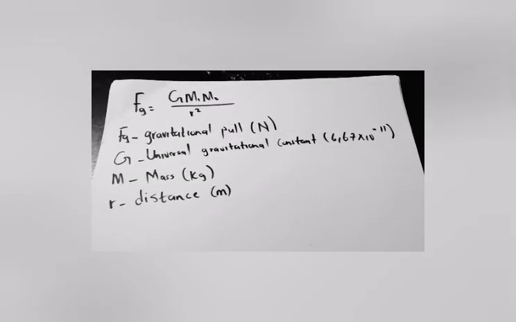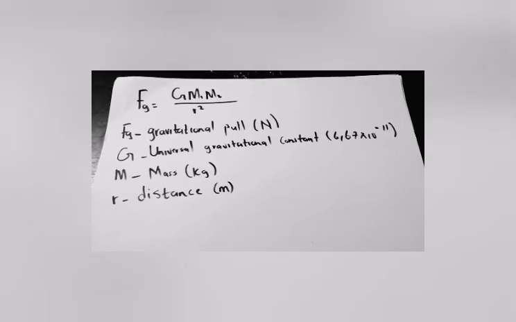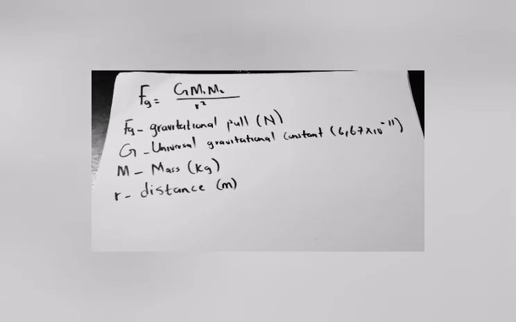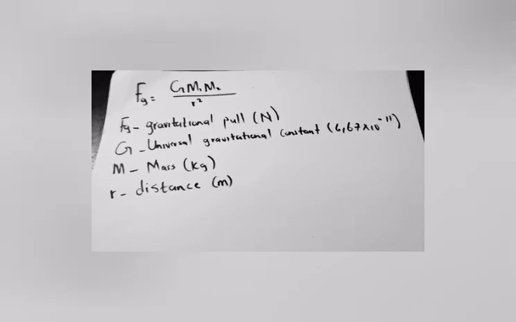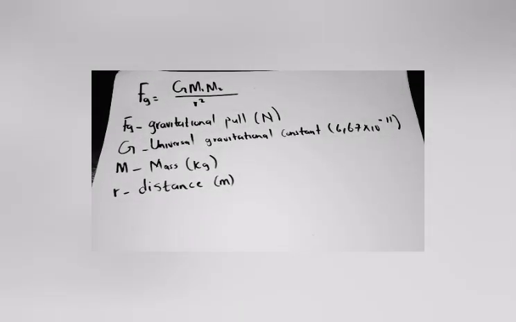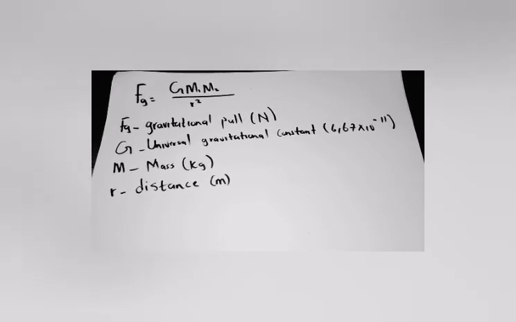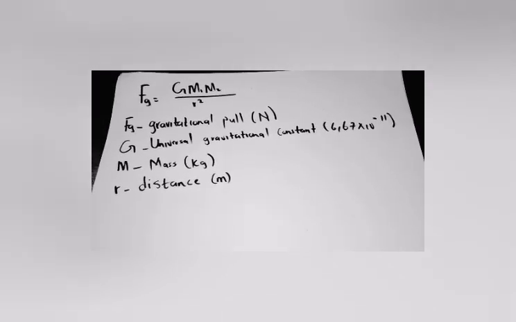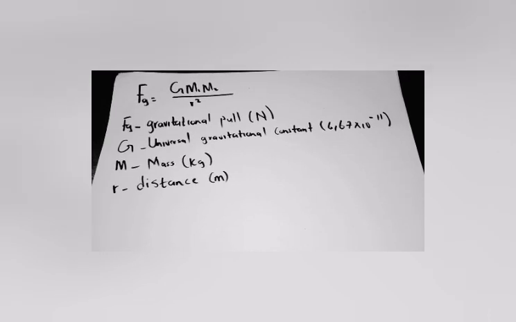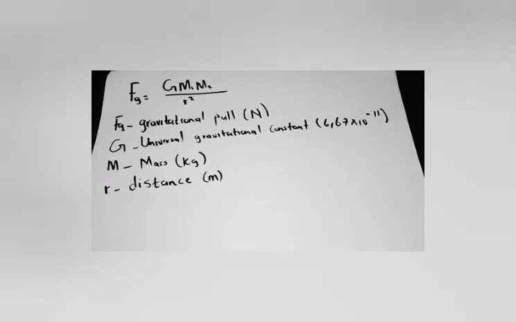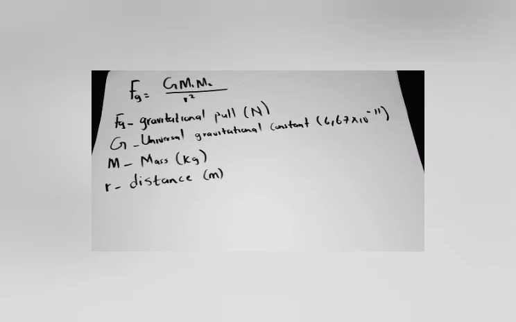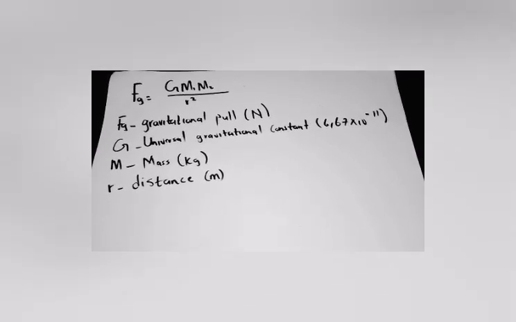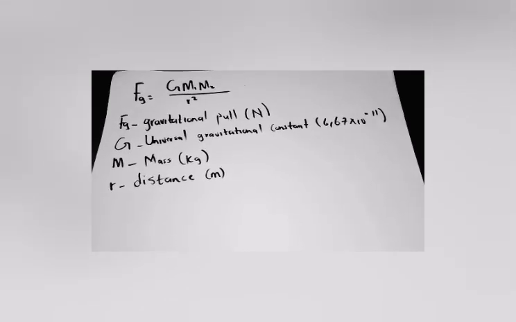This is the formula for Newton's law of universal gravitation, where Fg is the gravitational pull measured in Newton, G is the universal gravitational constant of 6.67 times 10 to the power negative 11. Then m1 and m2 are masses measured in kilograms. Then r is the distance measured in meters. So if you are given centimeters, multiply by 10 to the power negative 2. If you are given millimeters, multiply by 10 to the power negative 3 to get to meters. These are conversions.